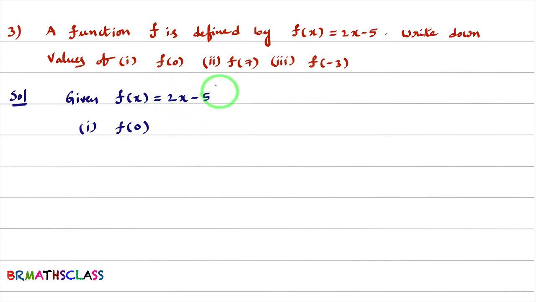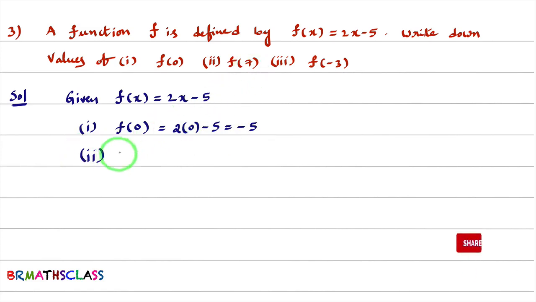So in this function, wherever x is there you write 0 to get the f(0) value. What is f(0)? 2 times 0 minus 5. 2 into 0 is 0. 0 minus 5 is minus 5. So the f(0) value is minus 5.